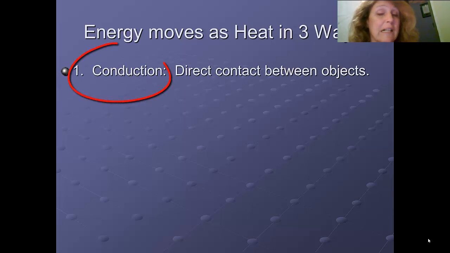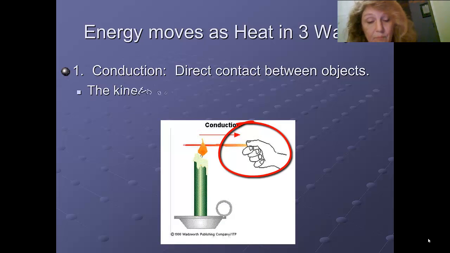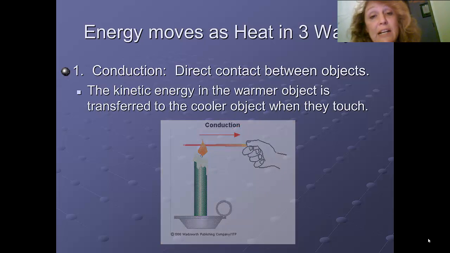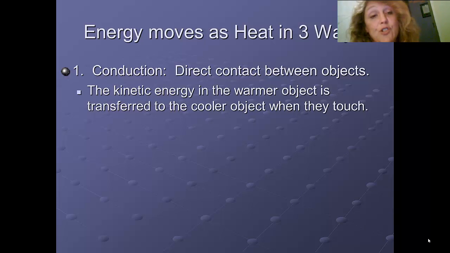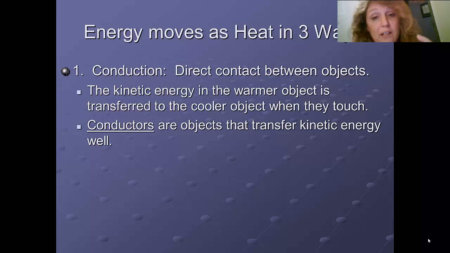The first one is called conduction, and this is direct contact between objects. When 2 objects touch, if this one's hot and it touches that one, then this one gets hot. Direct contact. Essentially what's happening on a molecular level is that the kinetic energy in the warmer object is transferred to the cooler object when they touch. So you've got all of this energy that gets from one right to the next one, and it has a direct line of transfer.